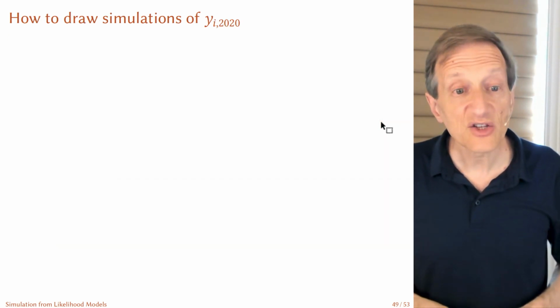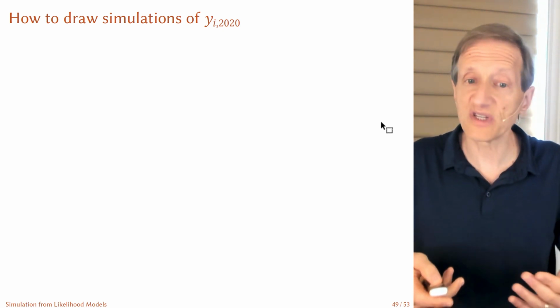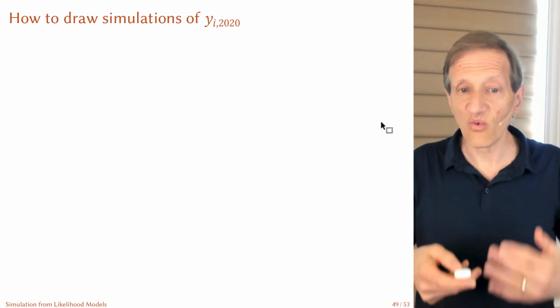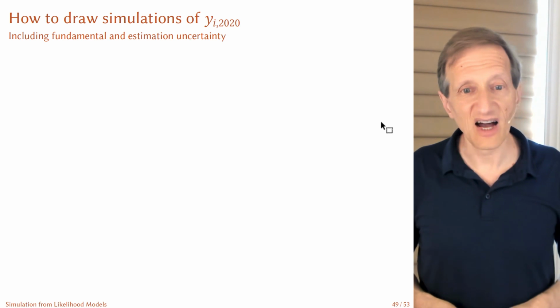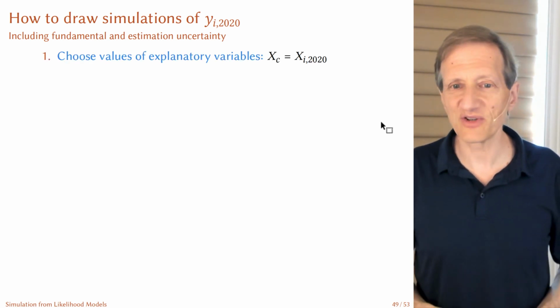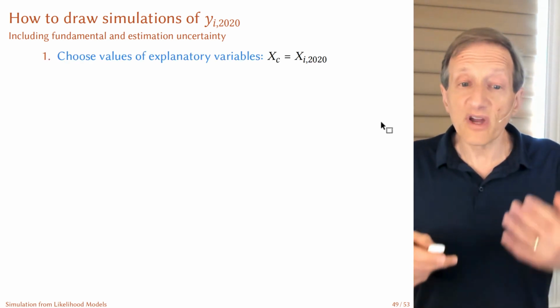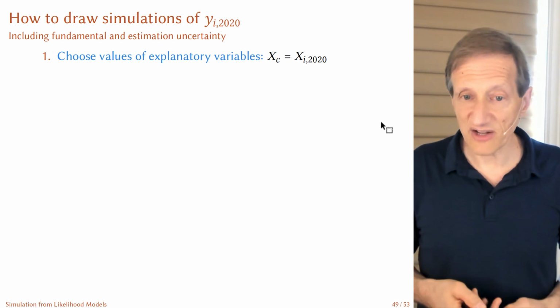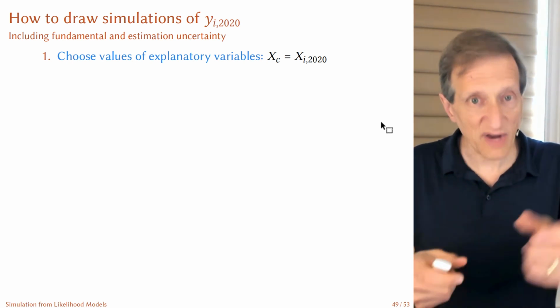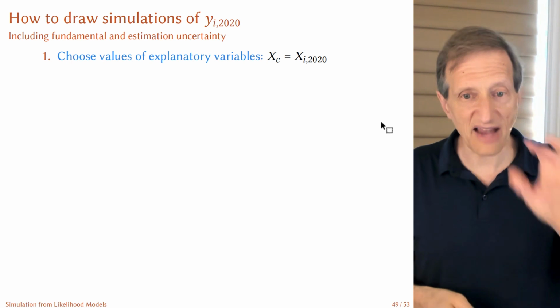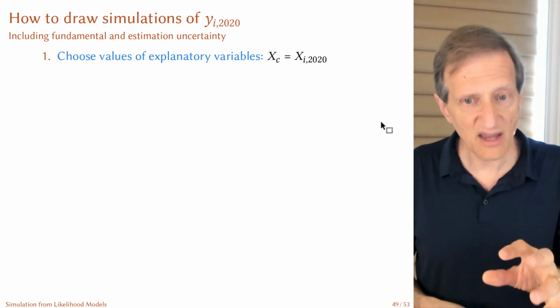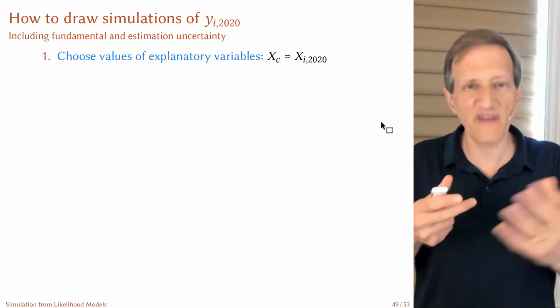All right, so how do you draw simulations of Y sub i for 2020, including fundamental and estimation uncertainty? So here's how we're going to do it. We're going to choose values of the explanatory variables. So those are our choice, right? That's x sub c, and the x sub c is going to be x sub i for 2020, right? And those values are going to be known.